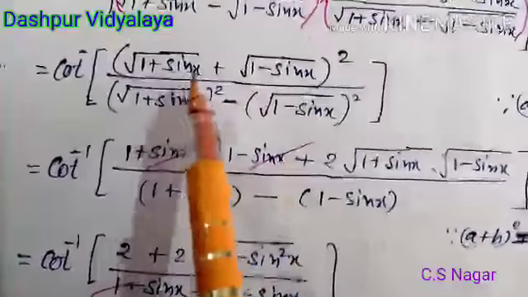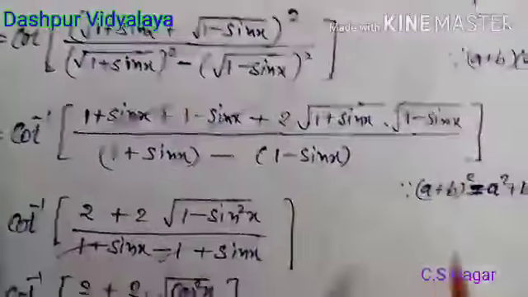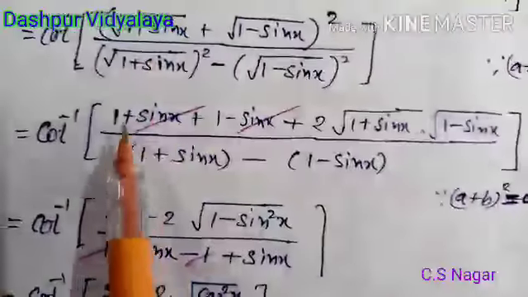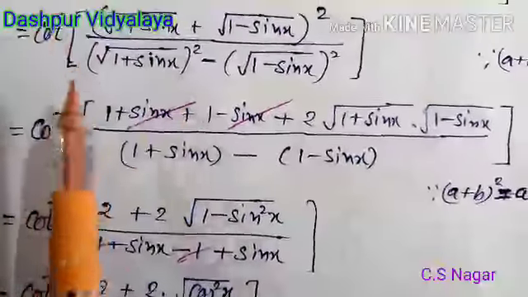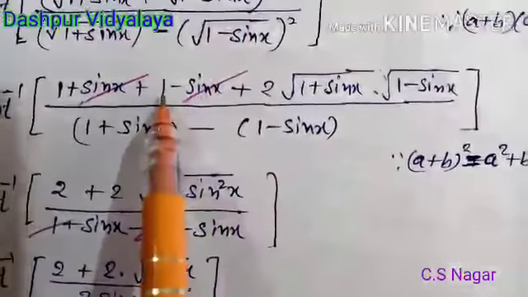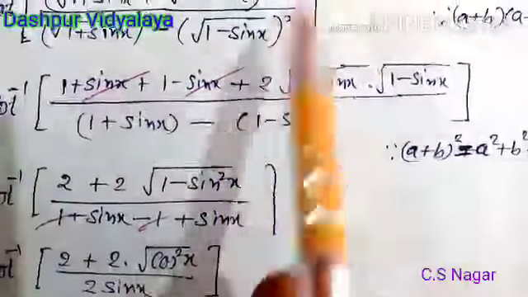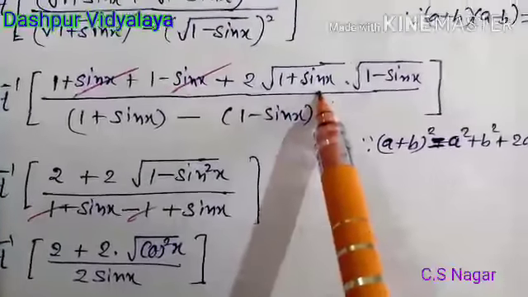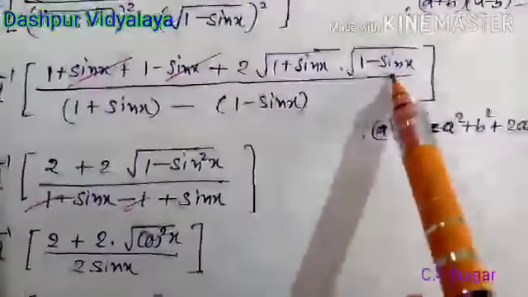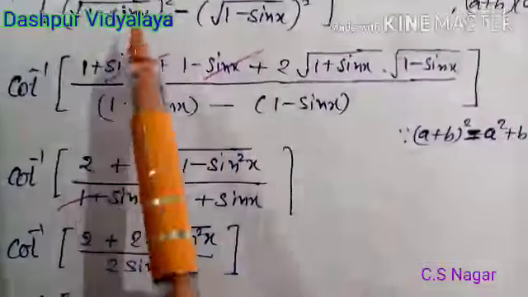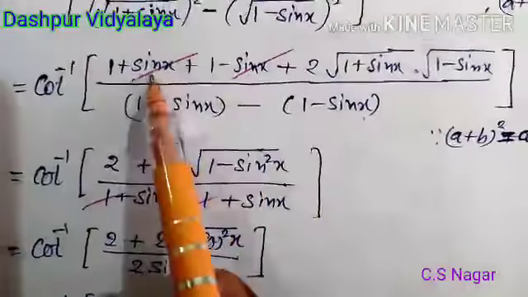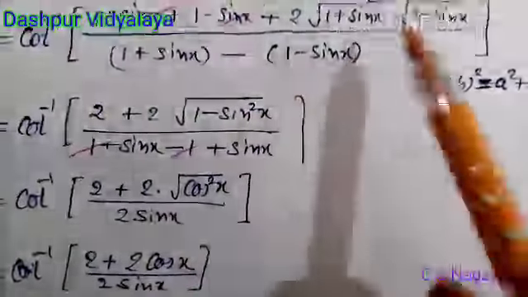Now in the numerator, use a plus b whole square, that is a square plus b square plus 2ab. A square means only 1 plus sin x, the under root cancels out. B square means 1 minus sin x, once again the under root cancels out, plus 2ab. 2 into a, that is under root 1 plus sin x, into b, that is under root 1 minus sin x. And in the denominator, 1 plus sin x minus 1 minus sin x. Now this sin x cancels out. 1 plus 1 is 2. 2, this is as it is.